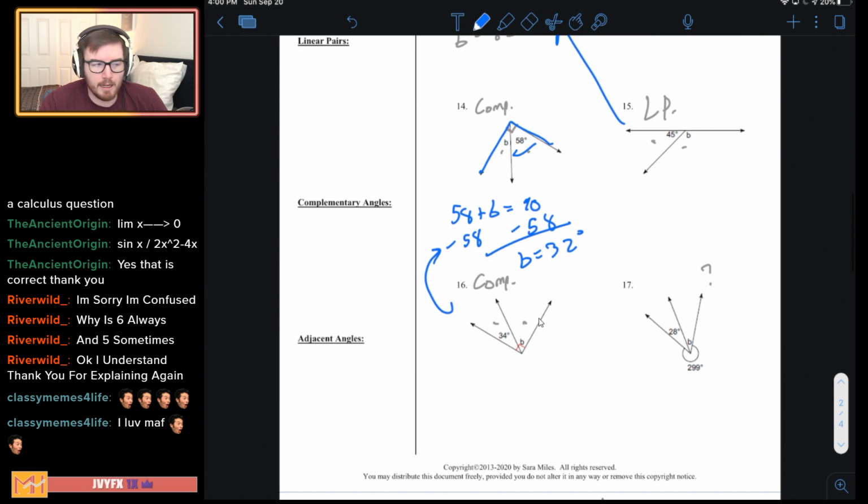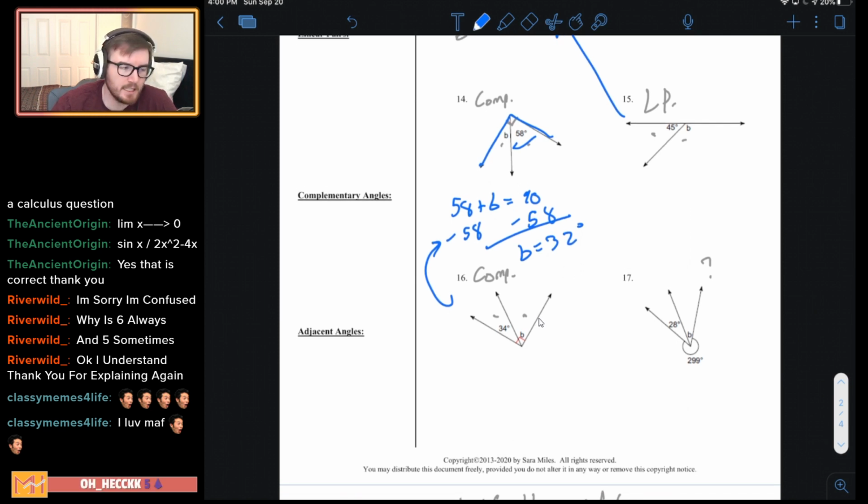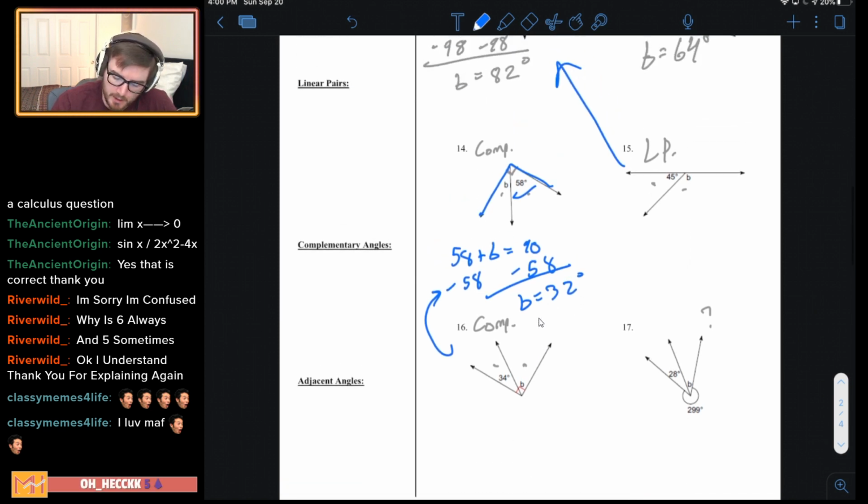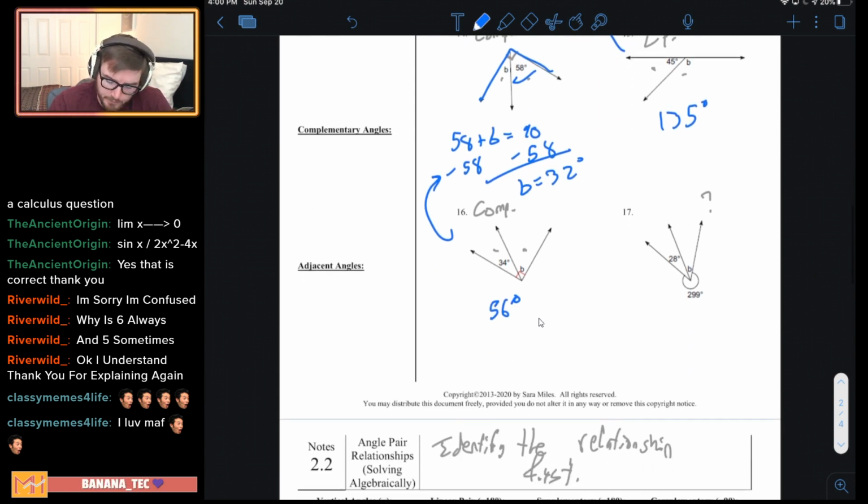I'm trying not to make this super long, right? Whether we're watching it live or watching the replay, I'm not trying to suck up all our time. So those are the same examples. This one real quick is 135, and this one real quick is 56, if you want to just confirm you know how to do it.